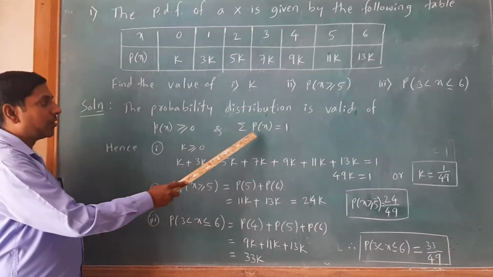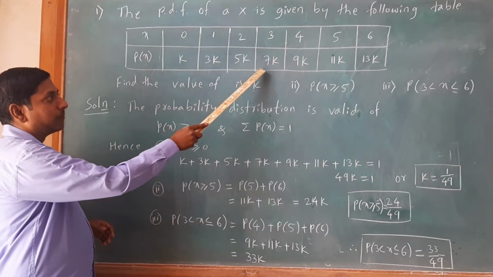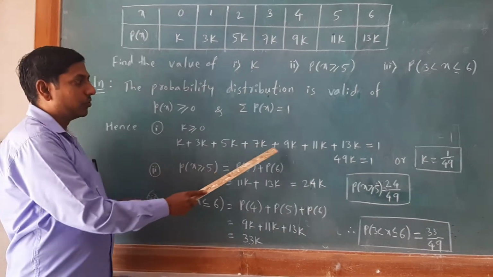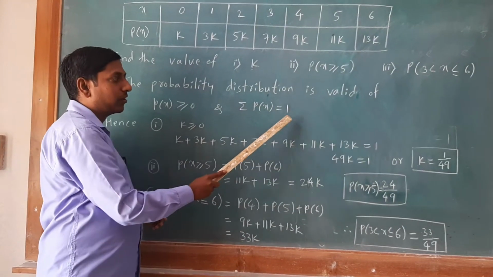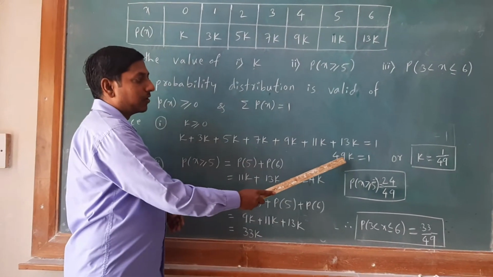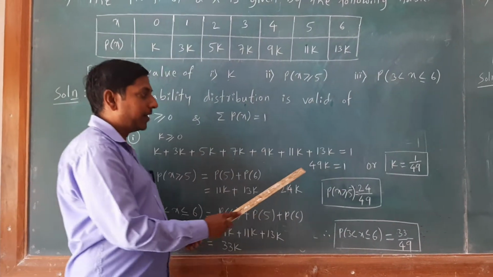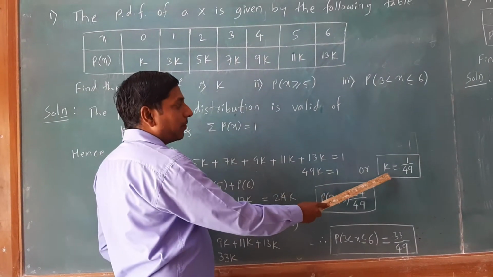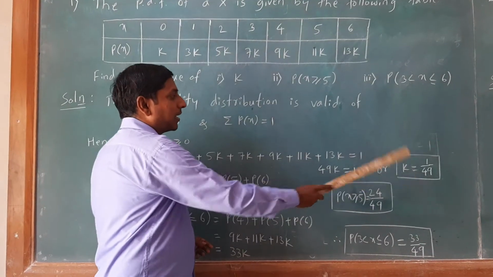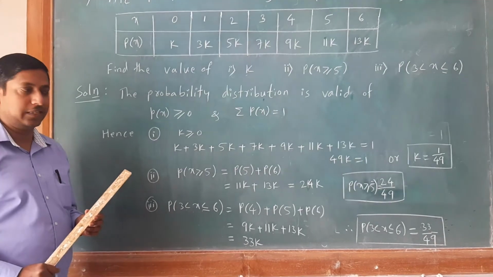So summation of p of x means we will add k plus 3k plus 5k plus 7k plus 9k up to 13k, which is equal to 1 according to our property. After adding these, we get 49k, which is equal to 1. After dividing both sides by 49, our k value becomes 1 divided by 49. And here 1 by 49 shows that our p of x value is greater than 0.